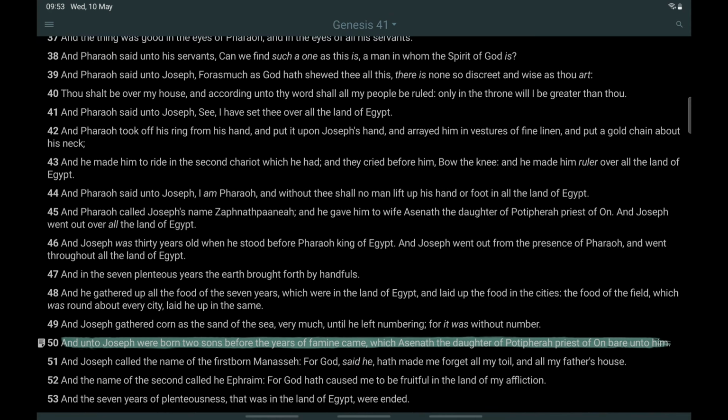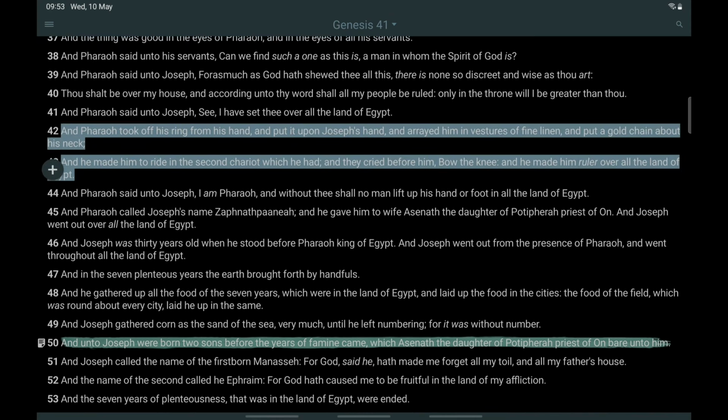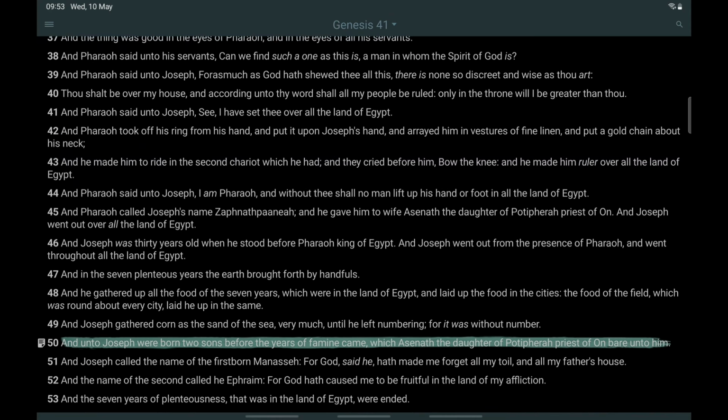To show you how I know why we pronounce his name this way, I'm going to show you who he was according to Egyptian records. Let's read up slightly in the chapter, in verses 42 and 43. And Pharaoh took off his ring from his hand, and put it upon Joseph's hand, and arrayed him in vestures of fine linen, and put a gold chain about his neck. And he made him to ride in the second chariot which he had. And they cried before him, bowed a knee. And he made him ruler over all the land of Egypt.